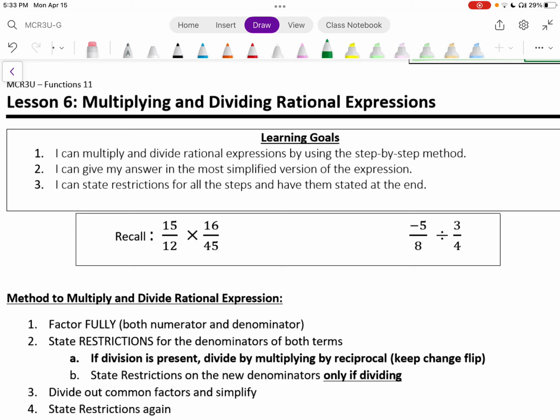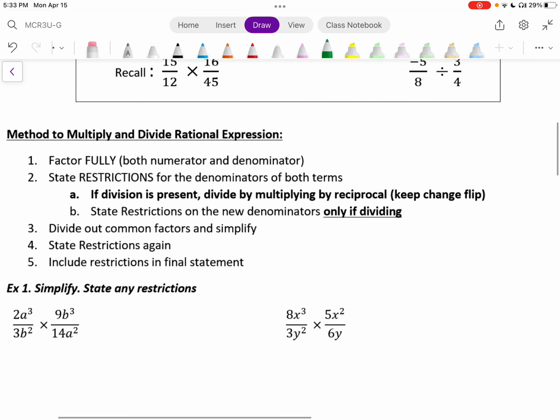Can you give your answer in the most simplified version of the expression? And last but not least, make sure that you're stating the restrictions for all steps and then having a statement at the end with all of them in.